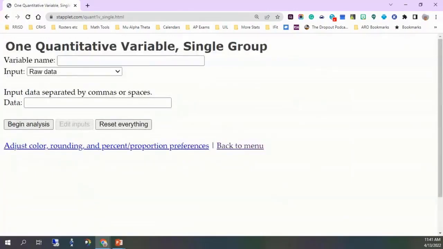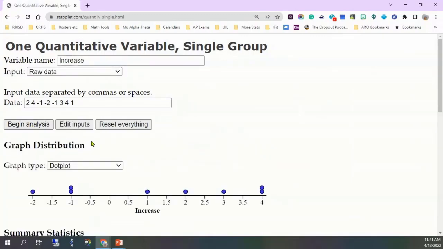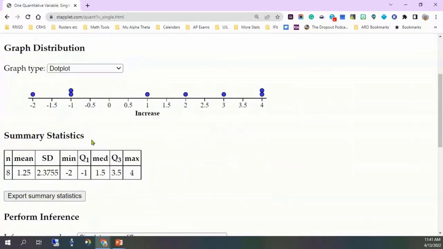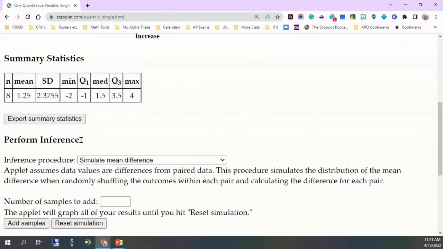And then what I'm going to do is you guys can see on the WebAssign, which you have on your computer, you see the data, right? So I'm going to just type it in here. 2, 4, -1, -2, -1, 3, 4, 1, right? And the variable mean is the increase. The increase is the difference with the before and after. Okay, so there's our dot plot. And usually you're going to check to make sure there are no crazy outliers in there.